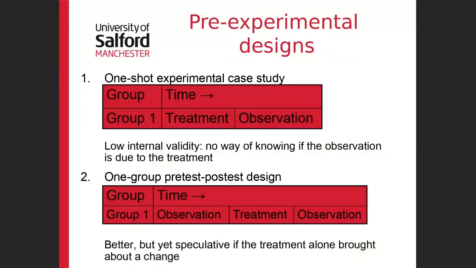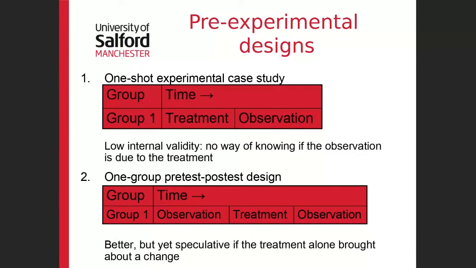People call it that. So a one-shot experimental case study is where you simply give a treatment and take an observation at the end. But there's no way of knowing what happened before the treatment. So those sort of studies have got low internal validity.